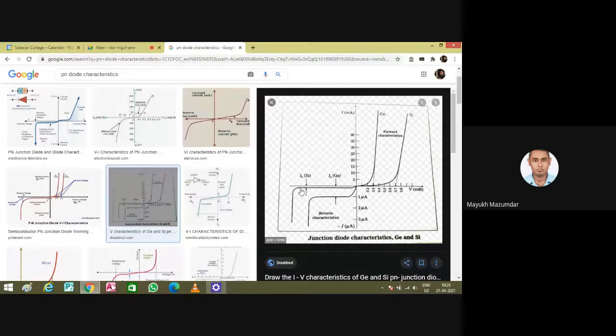See, now here there's suddenly a huge flow of current. So our target would be to do the practical before this point. Beyond this point, if the diode, or the PN junction, goes beyond this point, it will be damaged and we can't repair it. Got it?